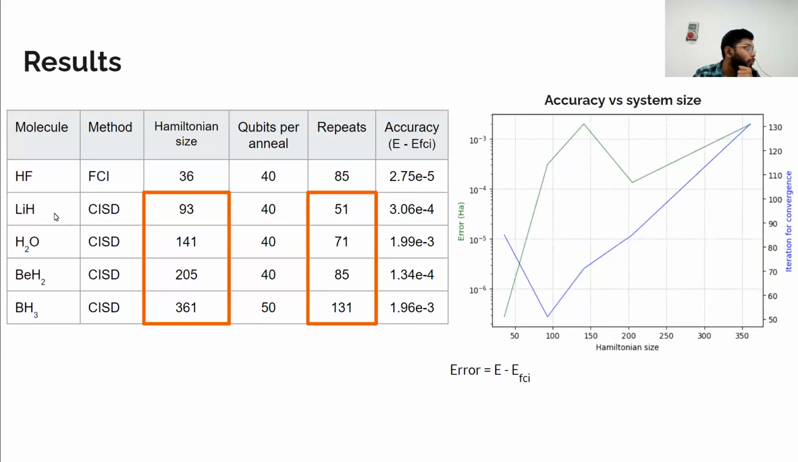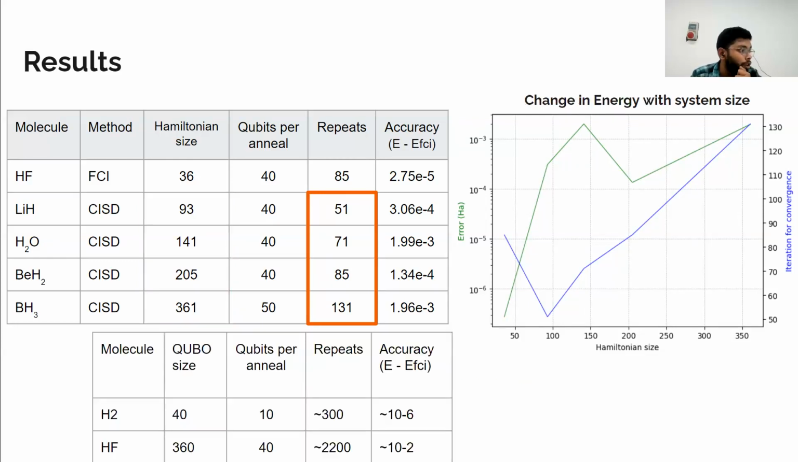And next, the other molecules, since they were very big, we use a CISD method. Here we optimize the first 20 or first 30 dominant configurations in the starting, and then we optimize the next smaller order coefficients. So for these systems, as you can see, the accuracy versus the Hamiltonian size is almost the same, actually, it's the green line. It's around 10 to the power minus 3, minus 4, whereas the number of iterations that we require to converge increases linearly. But still, this is linear and not exponentially increasing as you would expect. So this is good news.